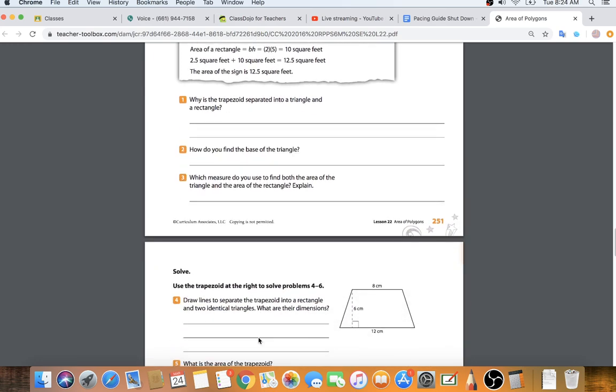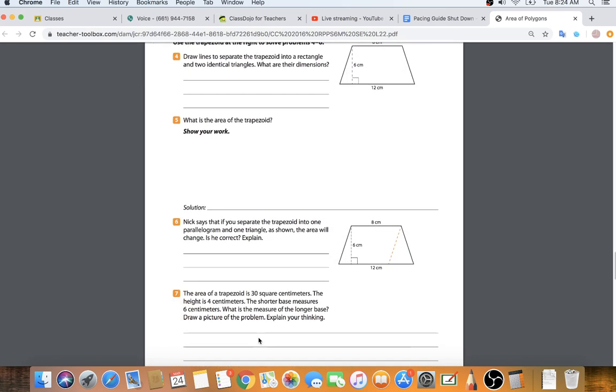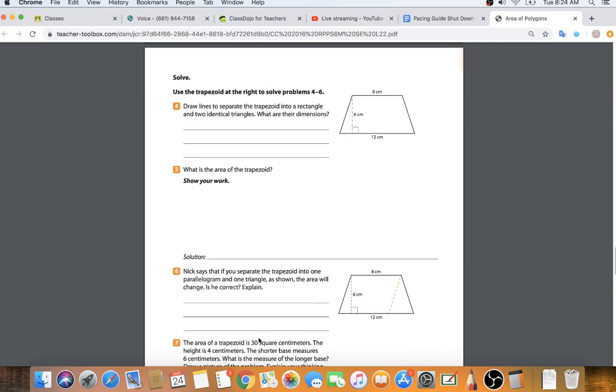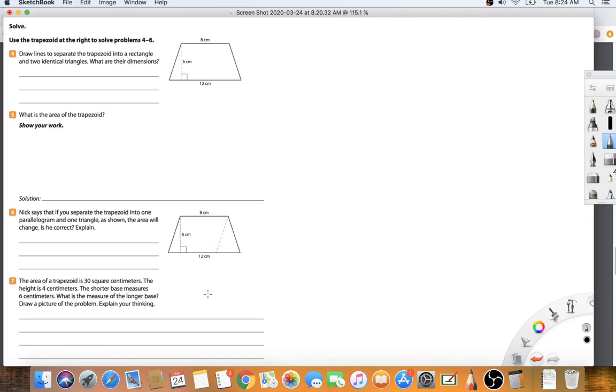Now the part that I wanted to go over was page 252. This is where we have all of our work. We're going to do that on the other page. And we'll zoom in a little bit, just so we can see a little bit better.